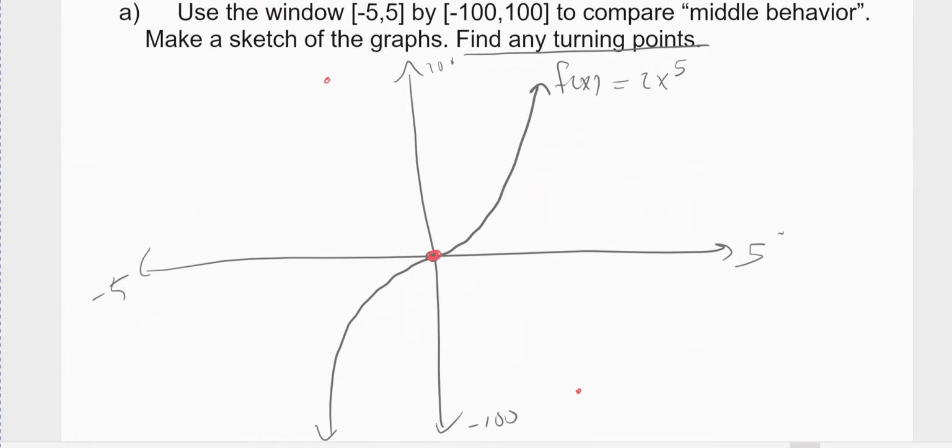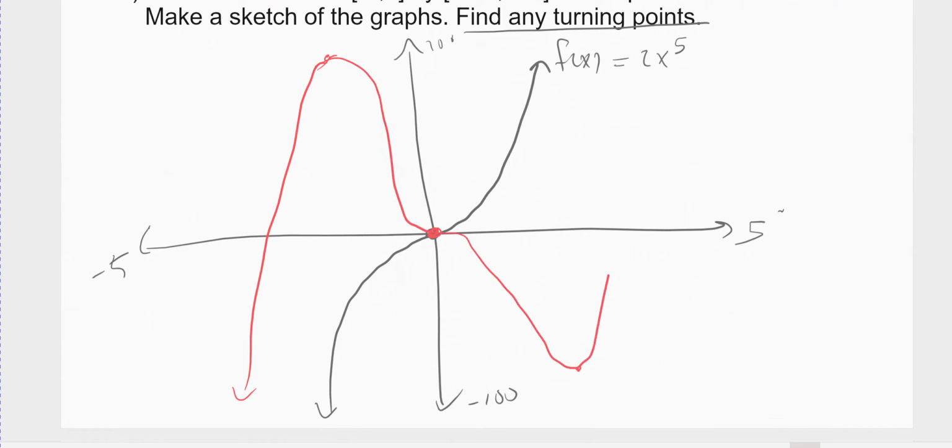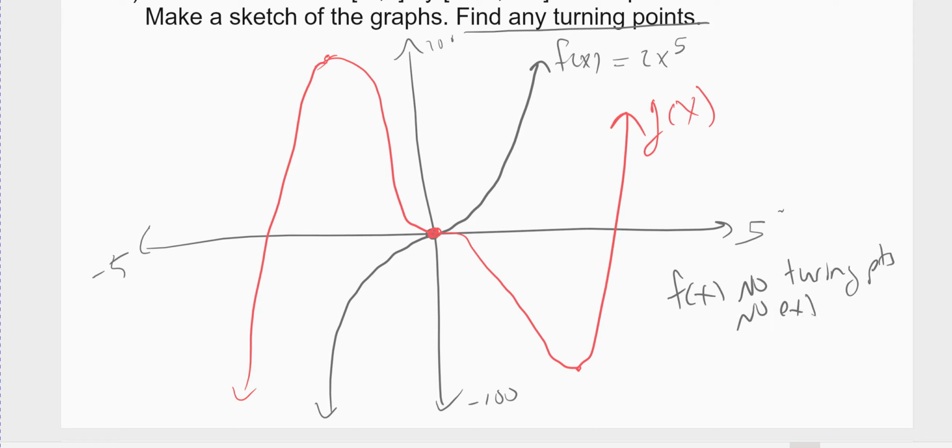There we go. So it does have symmetry. It flattens out there and then comes back up, and so there's my g of x function. Right off the bat, g of x and f of x don't look anything like each other. f of x has no turning points. That's what we're supposed to look at. f of x, no turning points, no extrema.